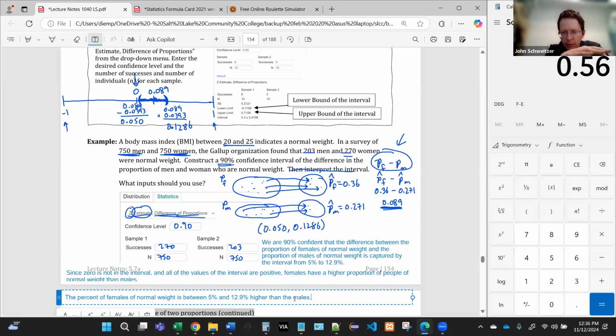So our point estimate was about 9%, but it could be as low as 5% better or as high as about 13% better than the males. Okay, and so that's useful, right? If you're studying public health and trying to understand if there are gender effects with various things, in this case obesity, it's very useful information.